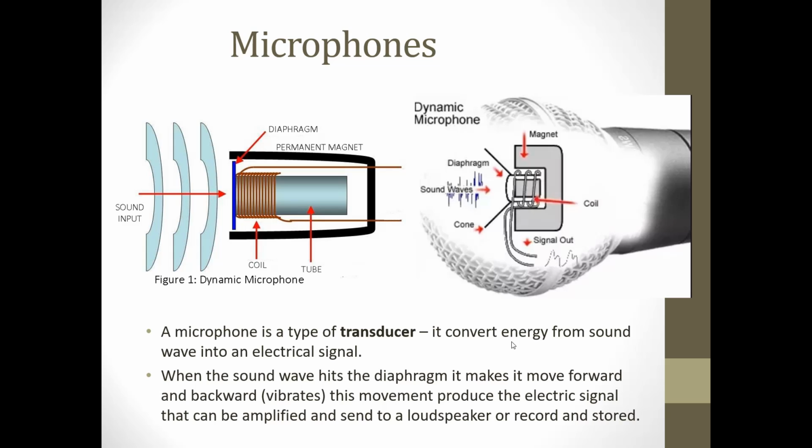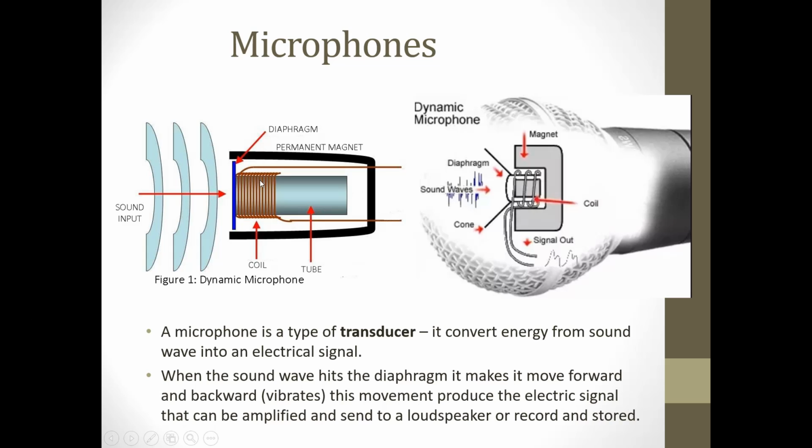A sound wave is an energy. An electrical signal is also an energy. The microphone changes one form of energy into another form. It transfers a sound wave into an electrical signal. How? When a sound wave hits the diaphragm, it makes it move forward and backward. When it moves forward and backward, this movement produces the electrical signal.